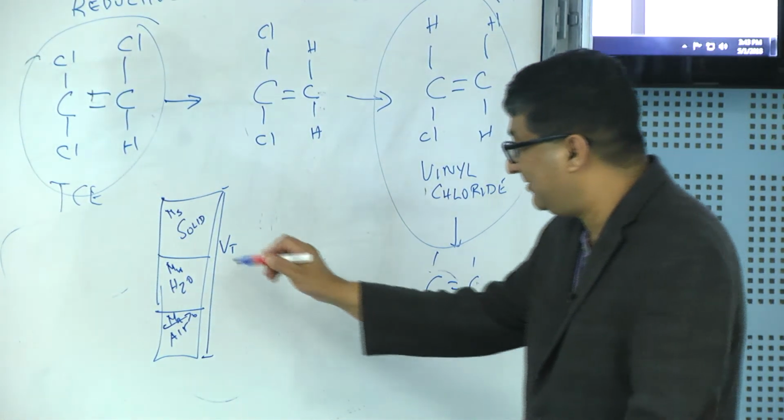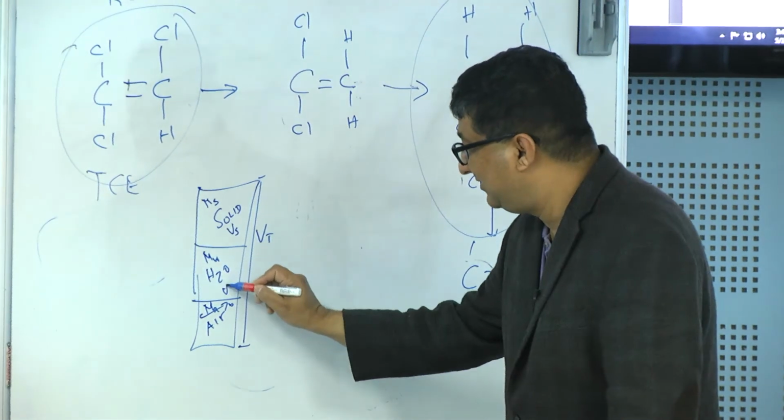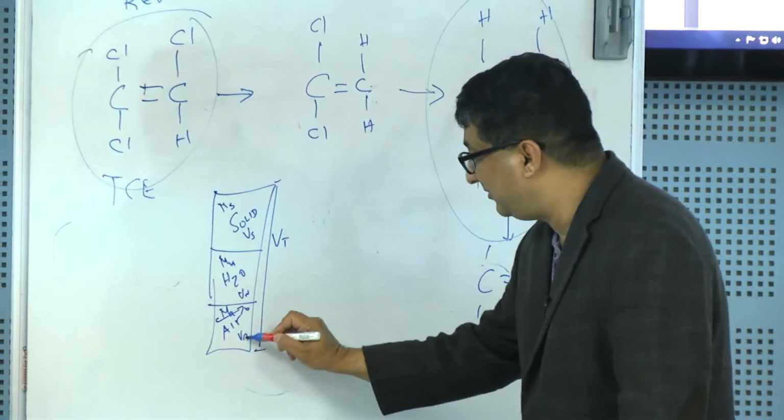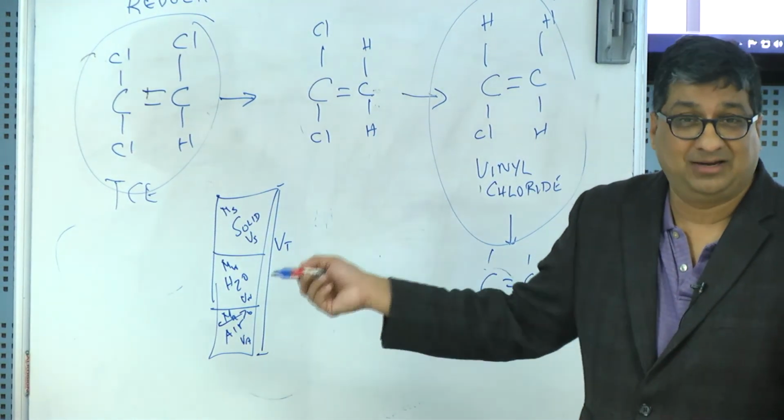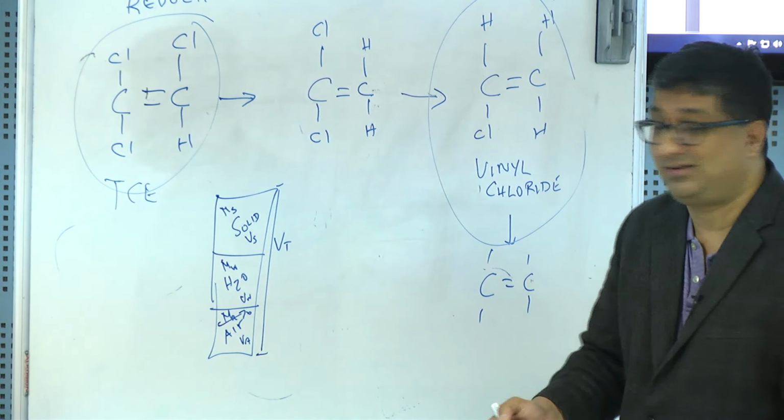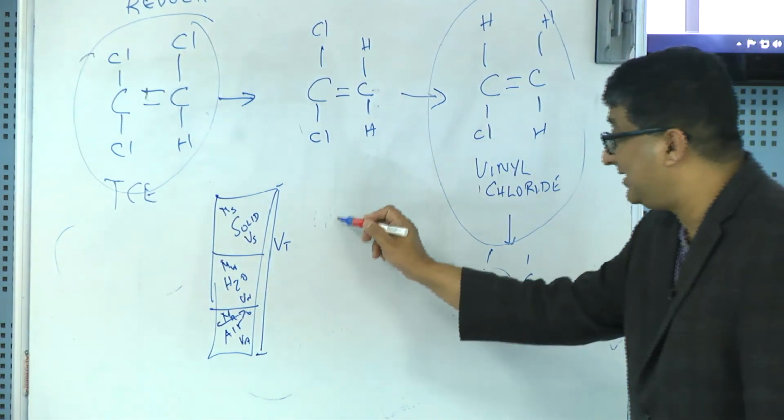Okay. Similarly, I can have volume of solid, volume of water, volume of air. Now these volumes are not zeros. Okay. Air will have a finite volume. It might not have a lot of mass, but it still has a volume. So how do I define my bulk density?